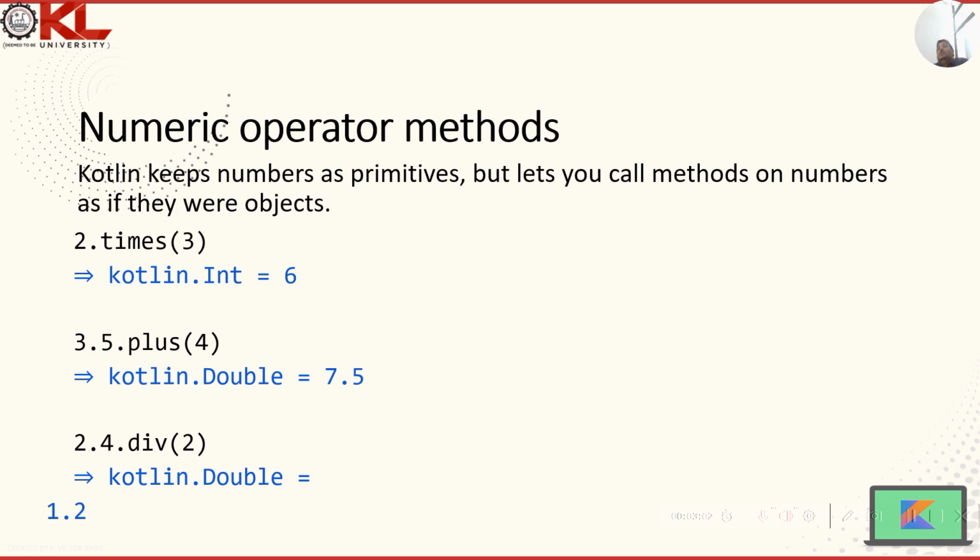Up to now in Java programming, C programming, or C++ programming, we have not used numeric operator methods. Here 2 dot times is how many times you need to multiply, 2 times 3. So 2 times 3 is 6. At the same time, plus is one of the default methods used for adding two values, integer values, like 3.5 plus 4. Next, 2.4 division by 2. Like this you can use these functionalities.